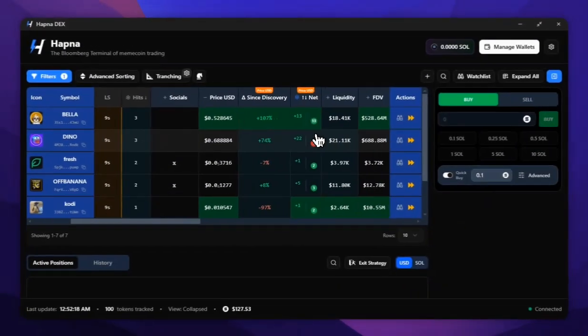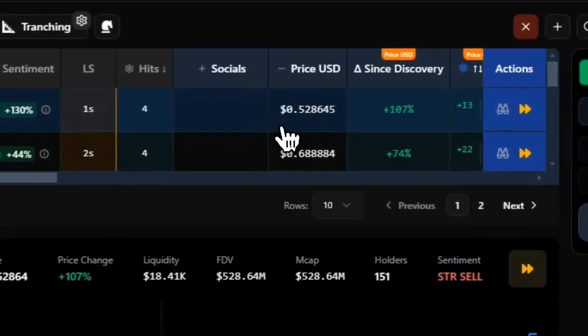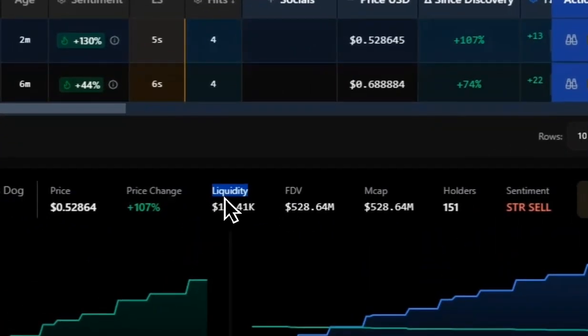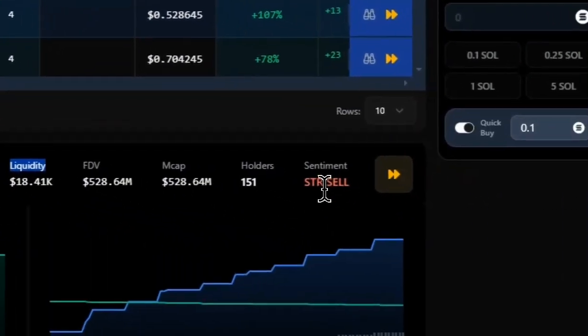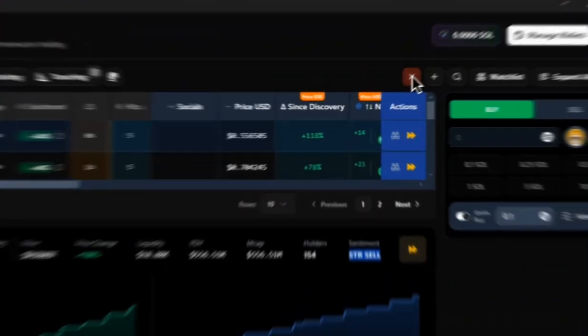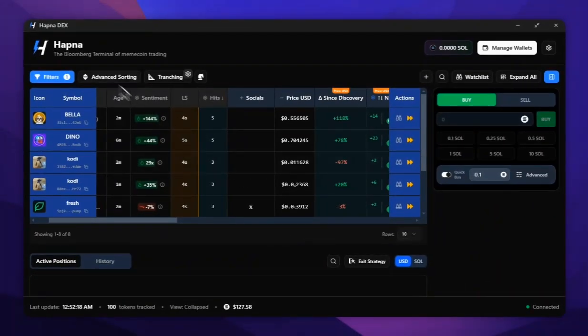So as you can see here, we have this Bella. Dino and Bella seems to be moving a lot. There's a lot of movement, and the charts actually confirm this. The liquidity is not bad. The sentiment seems to be a strong sell, and we will discuss where the sentiment is later. But for now, let's focus on the filtering that we have.